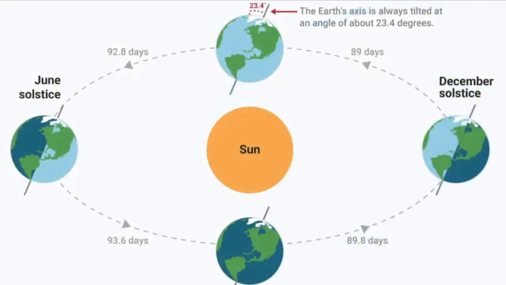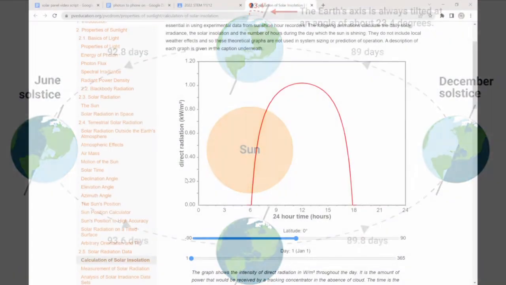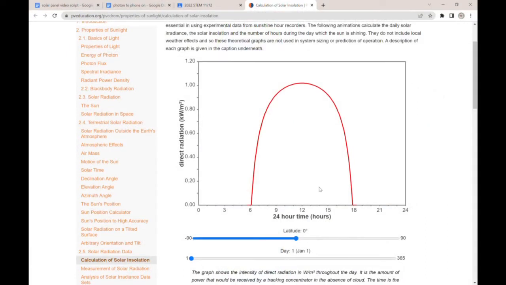Because the Earth orbits the sun on an axis that is tilted, different parts of the world will receive different amounts of light at different times of the year. Here's a visualization of that. Can you guess what part of the world receives the most consistent solar power throughout the year?